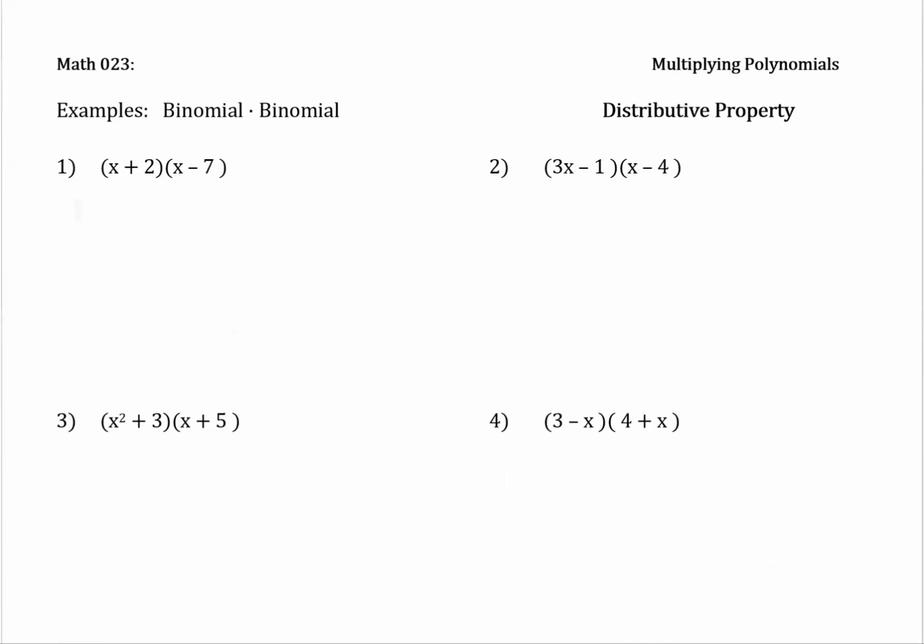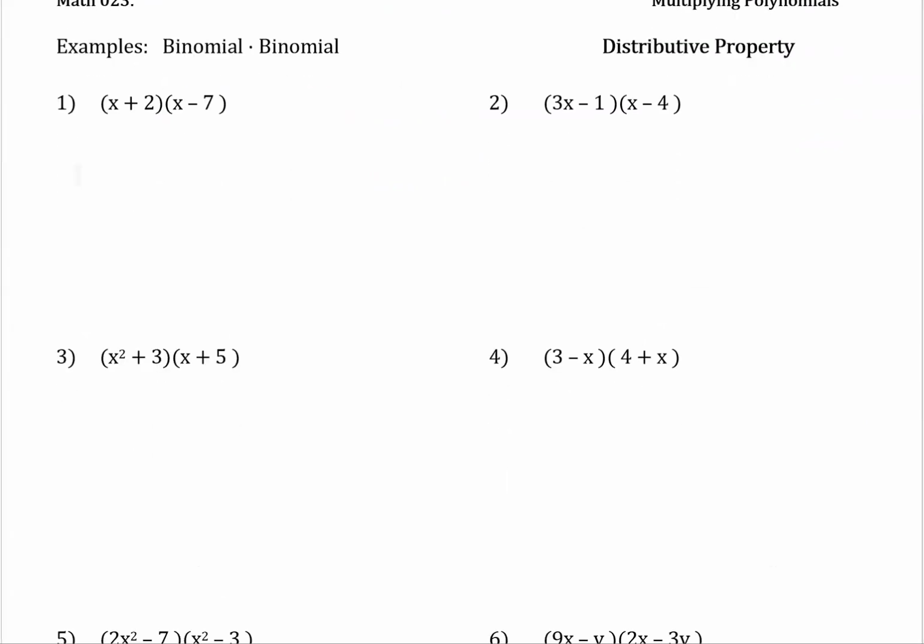All right, now we'll multiply a binomial times a binomial. We have a couple ways to show our work. One way is we can use the distributive property so that we're taking this x times everything behind it. So we could write this as x times x minus 7, and then plus 2 times x minus 7. I'm going to go ahead and work it out this way. X squared minus 7x plus 2x minus 14. Combine like terms.